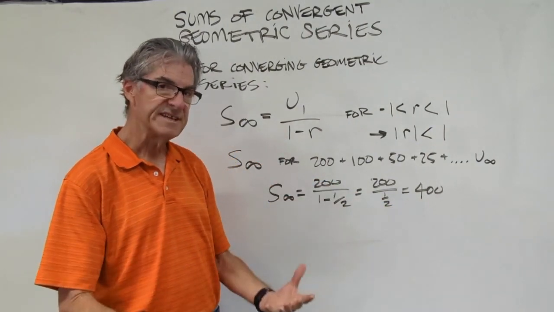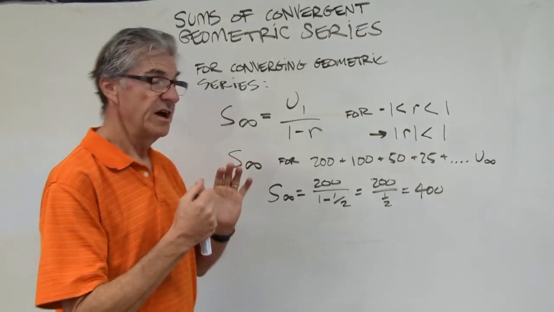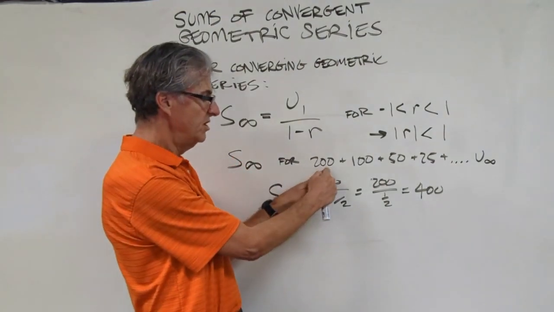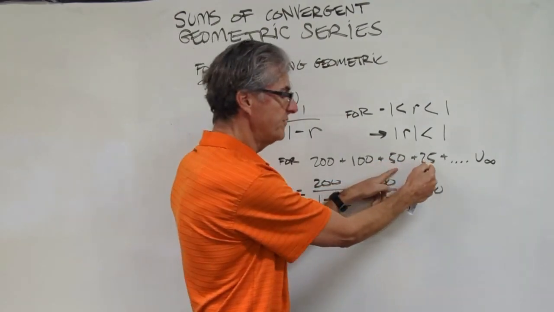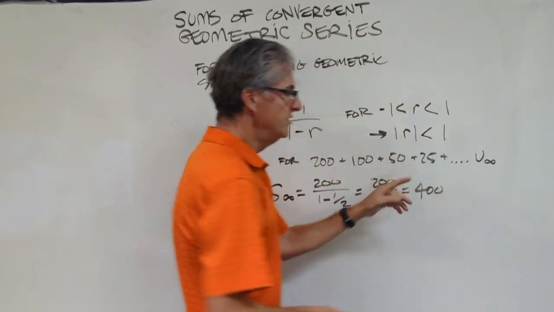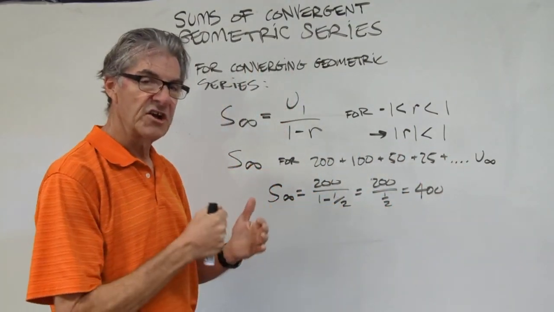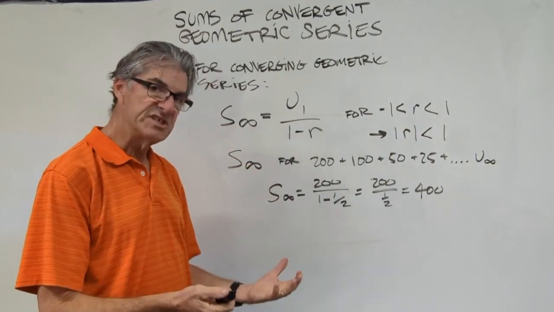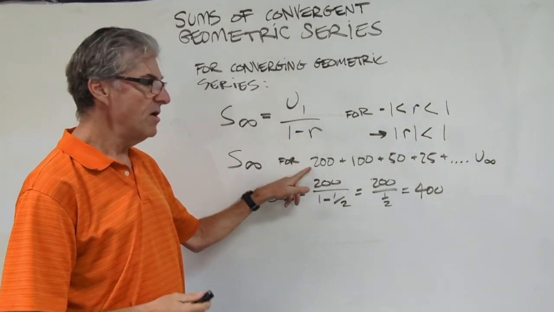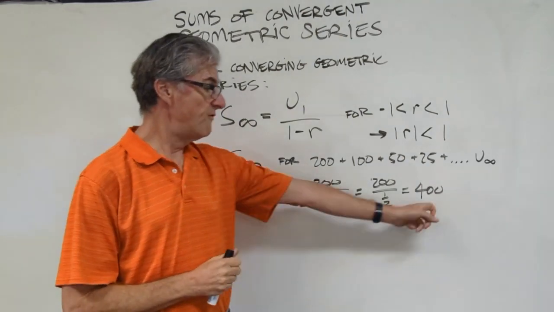Now this makes sense on an intuitive level, because if we keep adding terms, we're getting closer and closer to 400. Watch, 200 plus 100, now we have 300, now we have 350, now we have 375, and so on. As we keep adding terms all the way out to infinity, we're going to get closer and closer and closer to 400. So the way we state this is that the sum of this infinite series converges on 400.